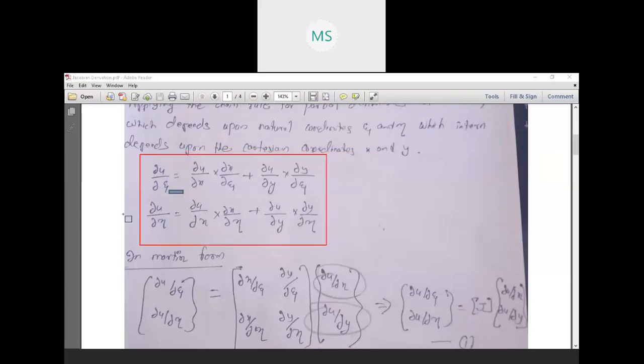Okay, how can we write this? You can check here. ∂u/∂ξ equals ∂u/∂x into ∂x/∂ξ plus ∂u/∂y into ∂y/∂ξ. Similarly, ∂u/∂η equals ∂u/∂x into ∂x/∂η plus ∂u/∂y into ∂y/∂η. Can you check this? Can we write it like this?